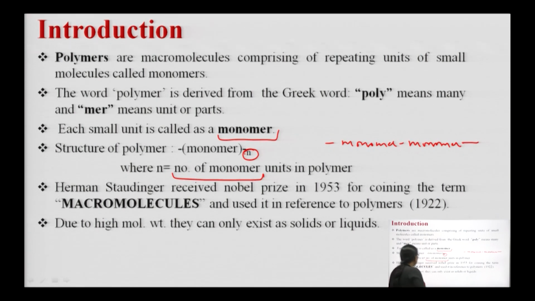Now, these polymers, due to their high molecular weight, can exist as solids or liquids. They cannot exist in gaseous states because of their high molecular weight. In some of the polymers it is very clear how the molecular weight is affecting the state of the polymer: a lower molecular weight polymer tends to be liquid, whereas high molecular weight polymers are solid.